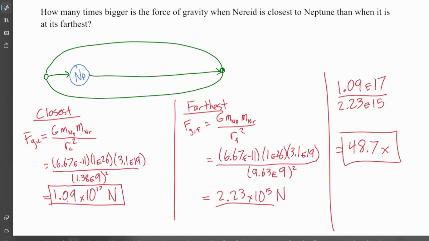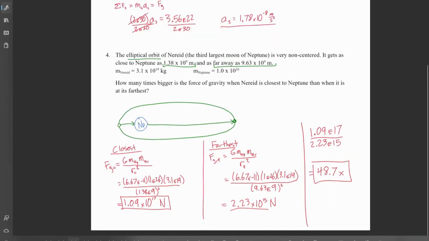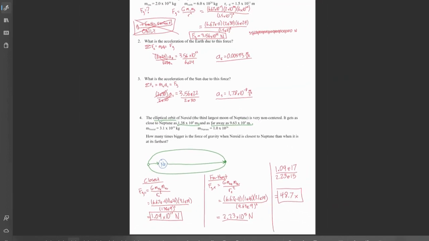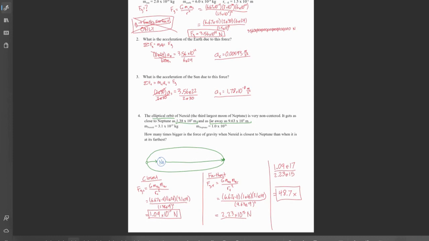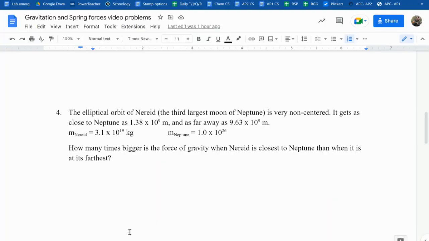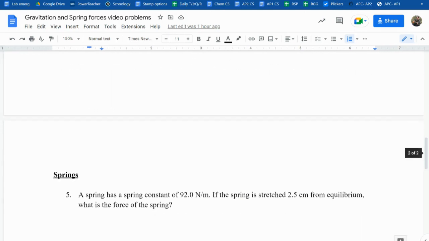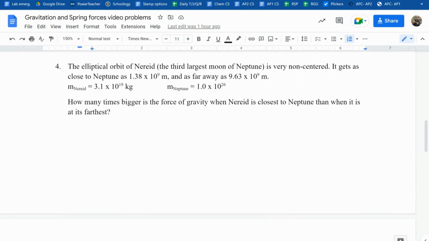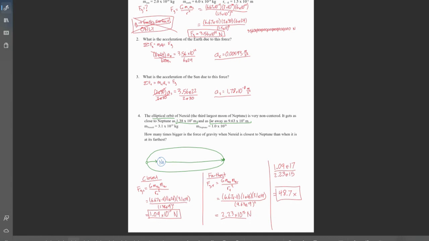All right, so there we go. There's numbers 1 through 4 of these questions here. So that should take us through gravitation and only leave us with springs.